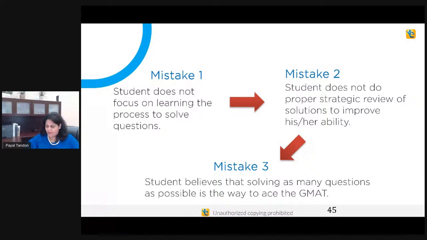So tell me, what do you think about the application of this on quant questions? You agree with all of it? That's good.